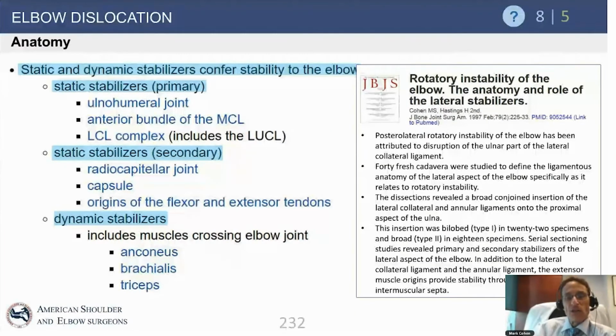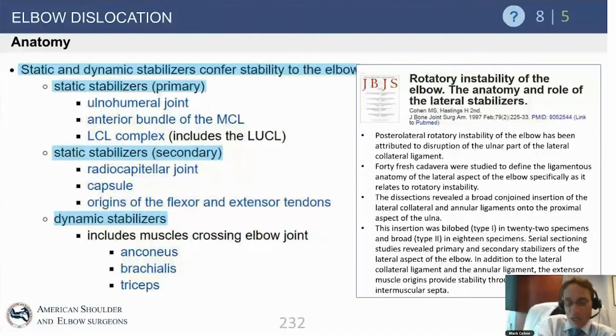It's important to understand that it's not only about ligaments. This is something that we worked on during my fellowship. We started to evaluate what's important in terms of elbow stability. Well, we have the bony anatomy, the ulnohumeral joint, the radiocapitellar joint. We have the lateral ligament coursing from the humerus to the ulna. But it turns out the muscles are important as well. The muscles originate across the humerus.